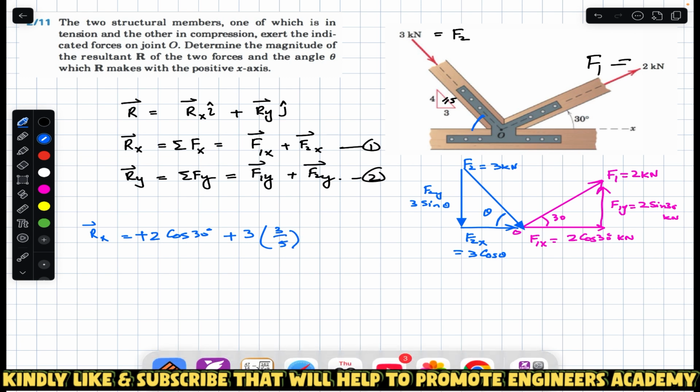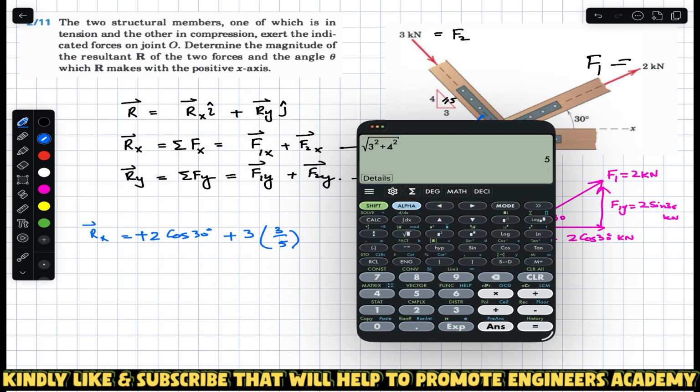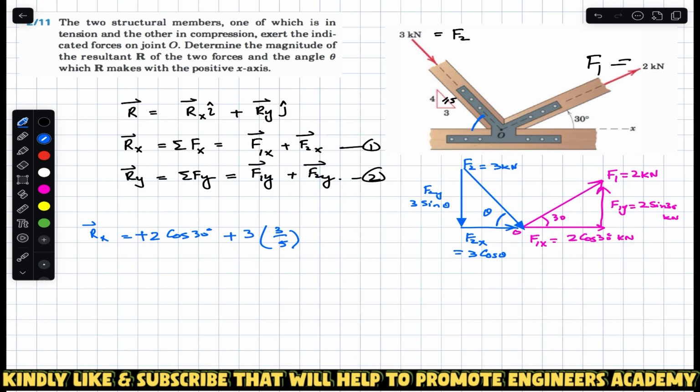So Rx is 2 cos of 30 kilonewton plus 3 into 3, which is 9 divided by 5. This gives me 3.532 kilonewton. This is the Rx component of the resultant, and you can see this is a plus sign, so this means that the Rx component of the resultant is in the positive x.